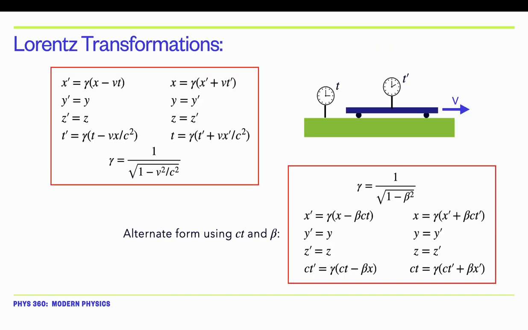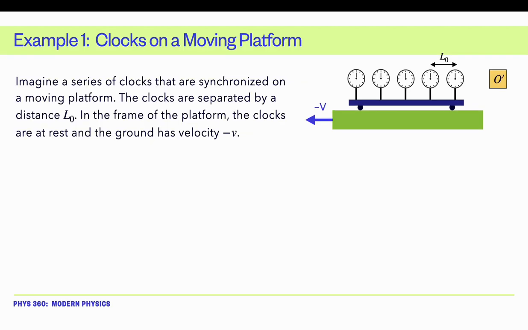In the previous lecture, we derived the Lorentz transformations, which transform coordinates in one reference frame, the O frame, to a moving reference frame, the O prime frame. We saw that we could write these equations in terms of t's and x's and v's, or make substitutions to write the equations in terms of ct's and betas. In this lecture, we'll look at several applications of how to use the Lorentz transformations.